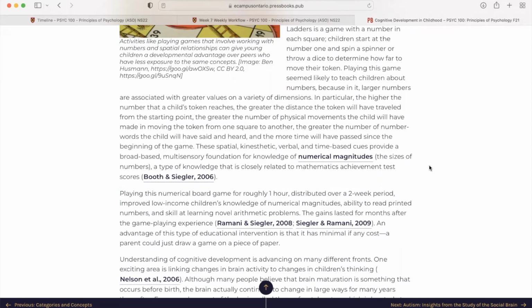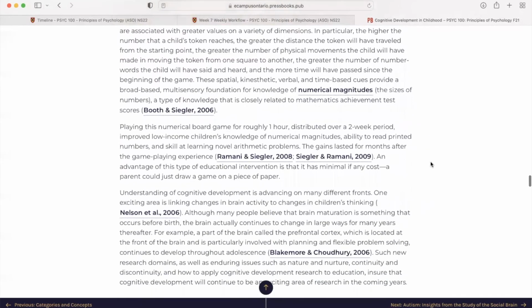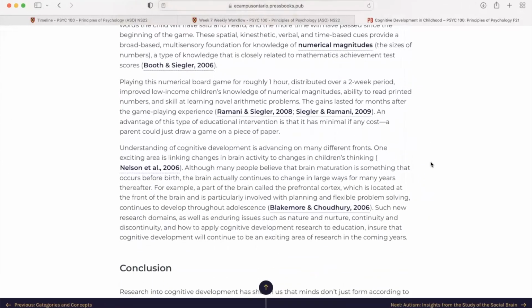Playing this numerical board game for roughly 1 hour, distributed over a 2-week period, improved low-income children's knowledge of numerical magnitudes, ability to read printed numbers, and skill at learning novel arithmetic problems. The gains lasted for months after the game playing experience. An advantage of this type of educational intervention is that it is minimal, if any, cost. A parent could just draw a game on a piece of paper.